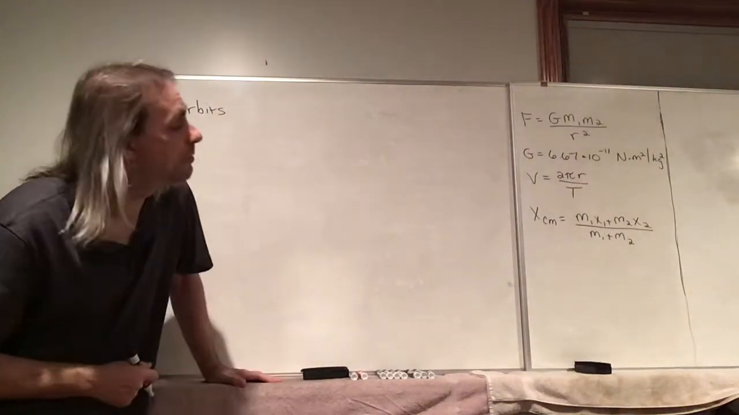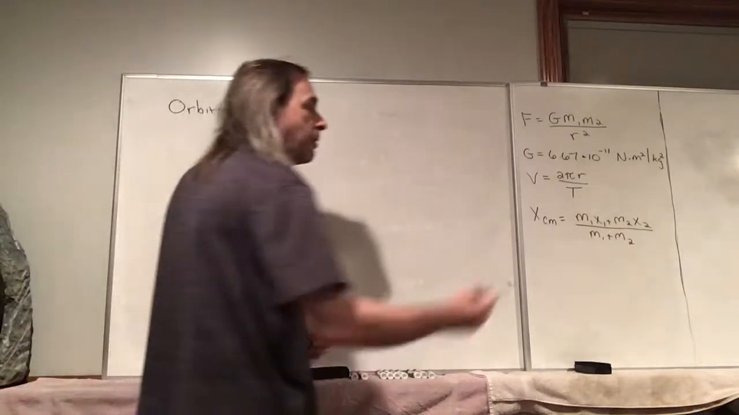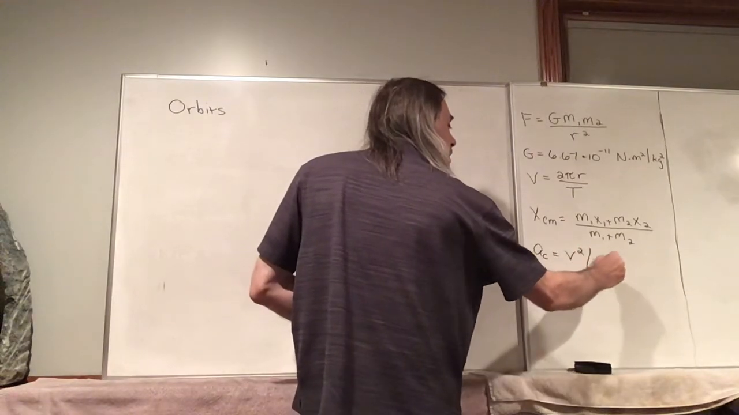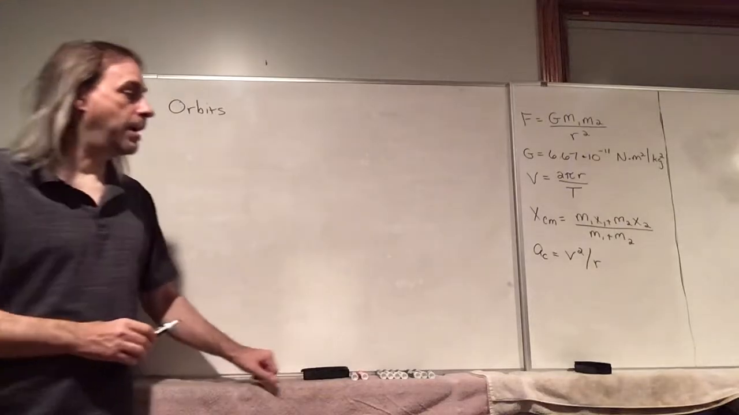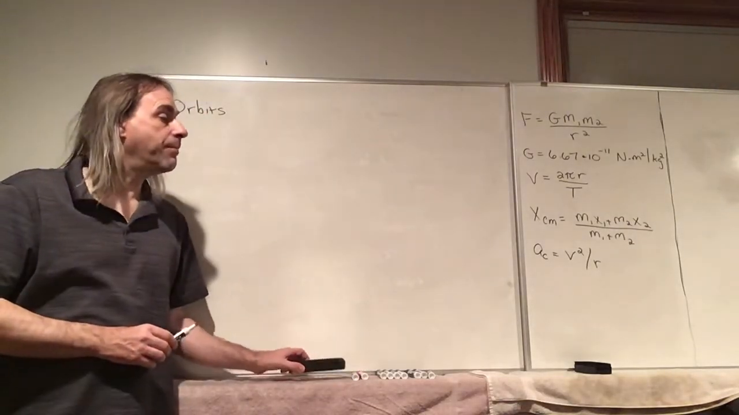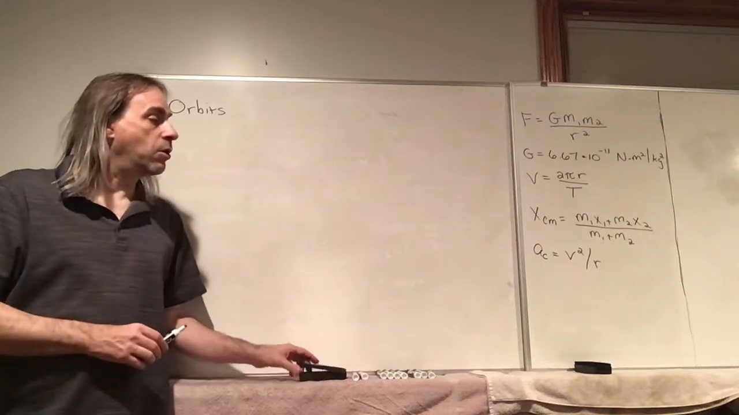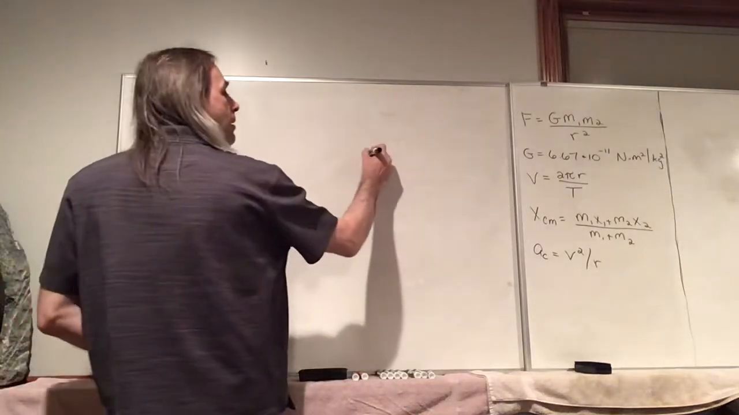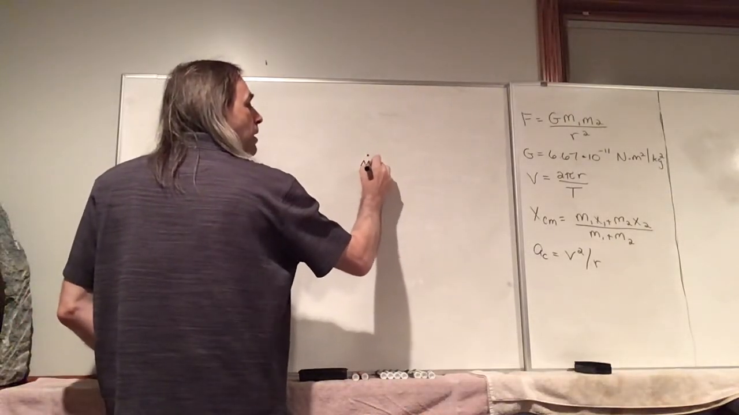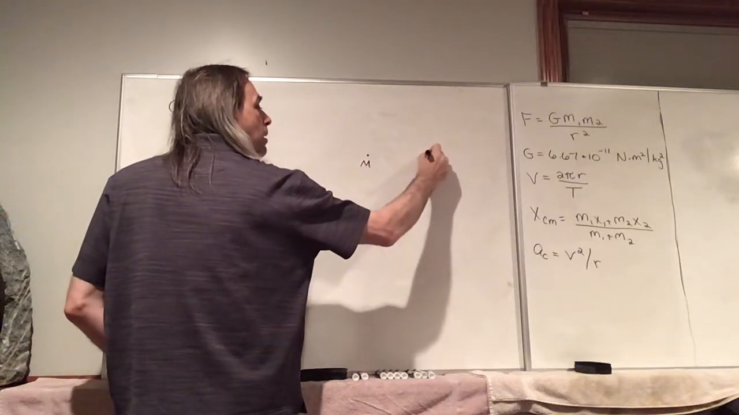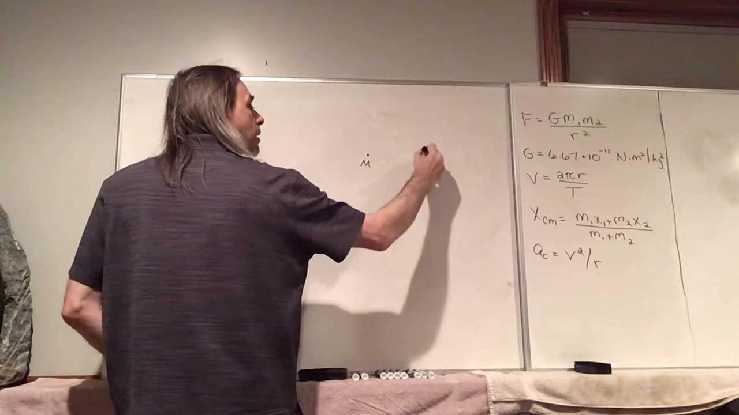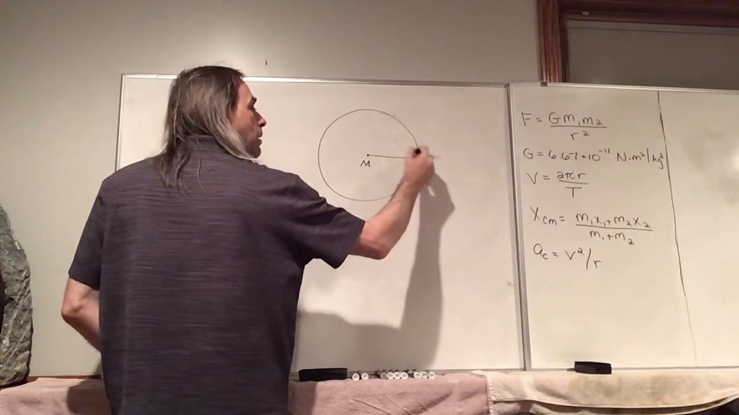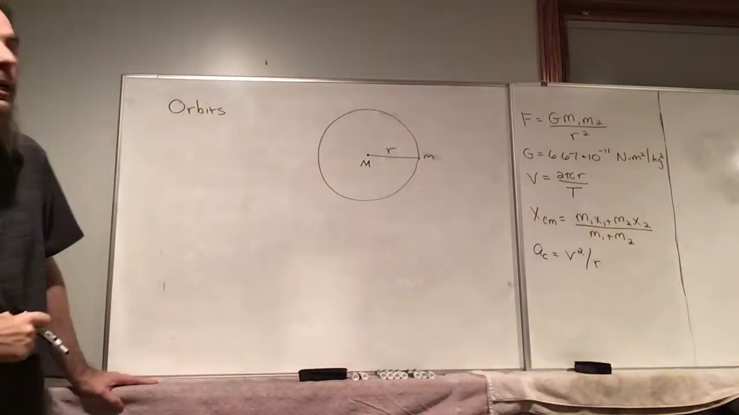With that being said, one more thing I should write down here. We talked about this in the last class: an object moving in a circle has an inward acceleration equal to v squared over r. So again, let's go back to the Sun, which is basically fixed in place, and a planet with a smaller mass, and let's say r is the orbital radius.